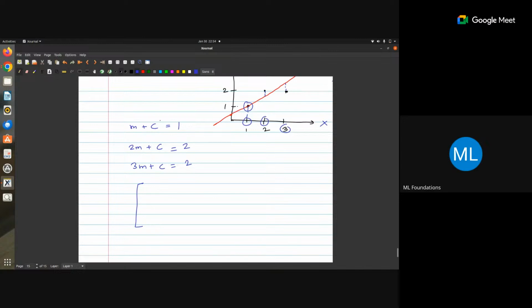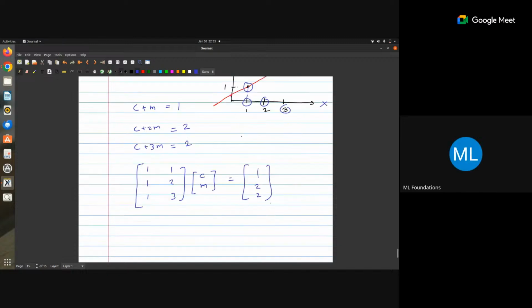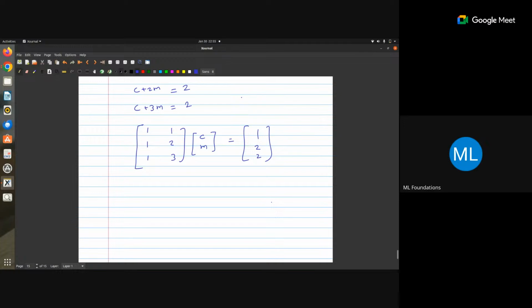Can I say, just try to see that c on one side. Let us say I'm just writing these equations as c plus m, c plus 2m, and c plus 3m. Now, if I wanted to see these equations in matrix format, which is AX equal to B: 1, 1, 1, 1, 2, 3, and c, m. What values do we need to find out? The solution for c, m. Is that right?